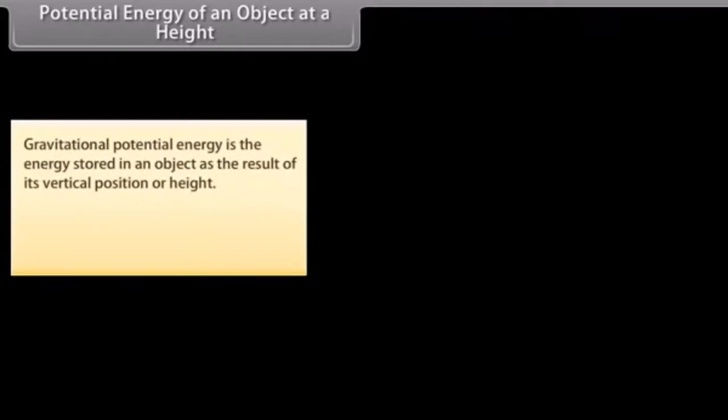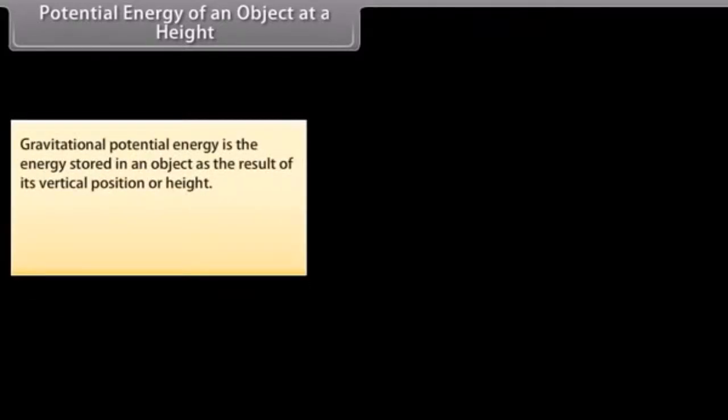Potential energy of an object at a height. Gravitational potential energy is the energy stored in an object as the result of its vertical position or height. Let's find out the expression for the gravitational potential energy of an object at a height.